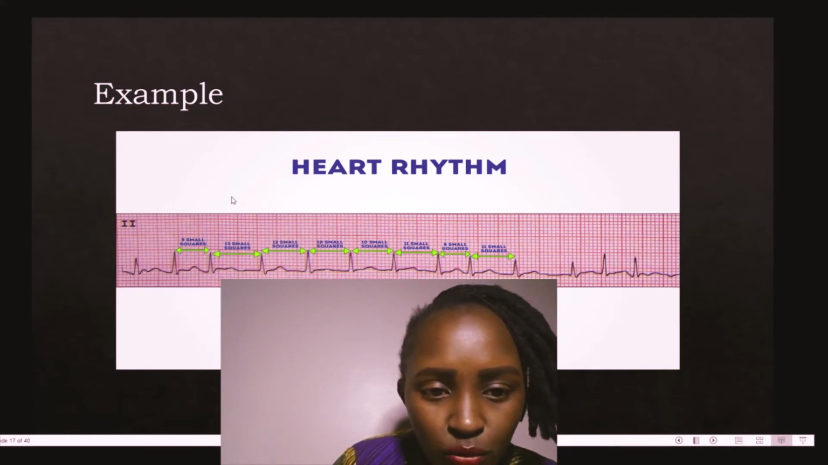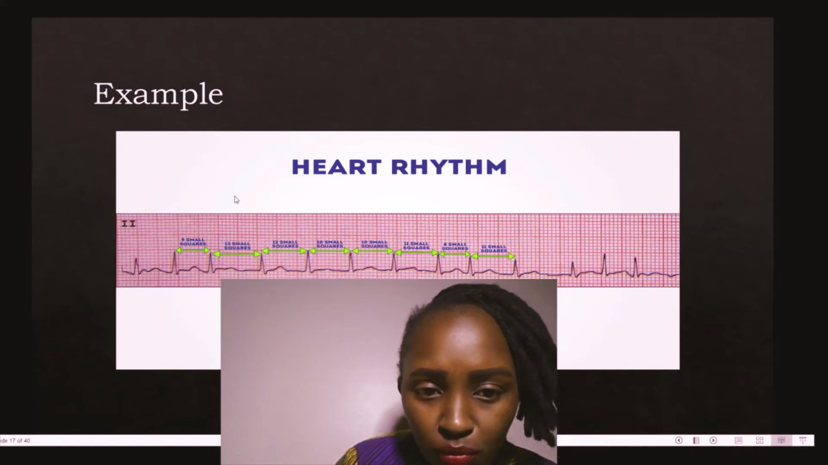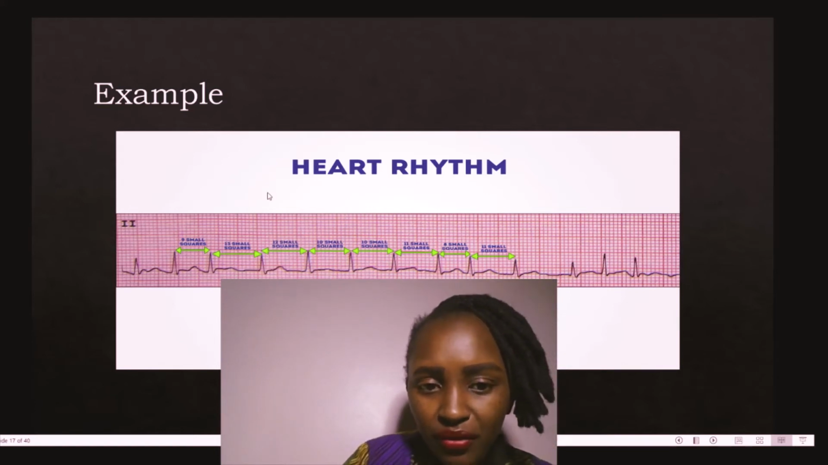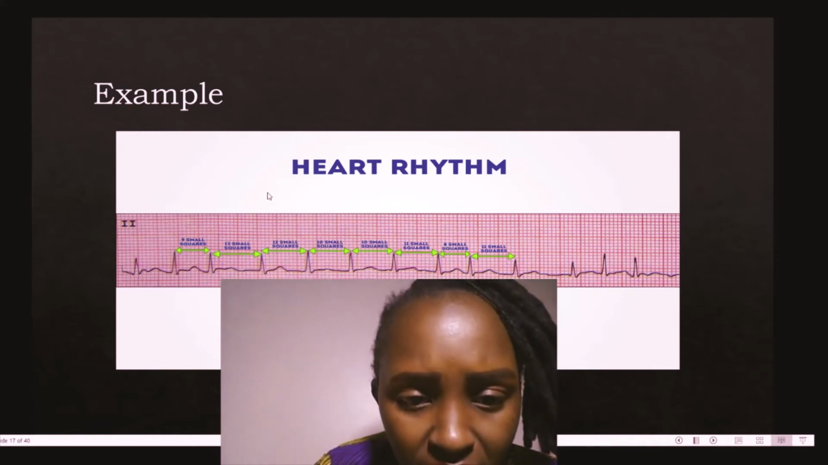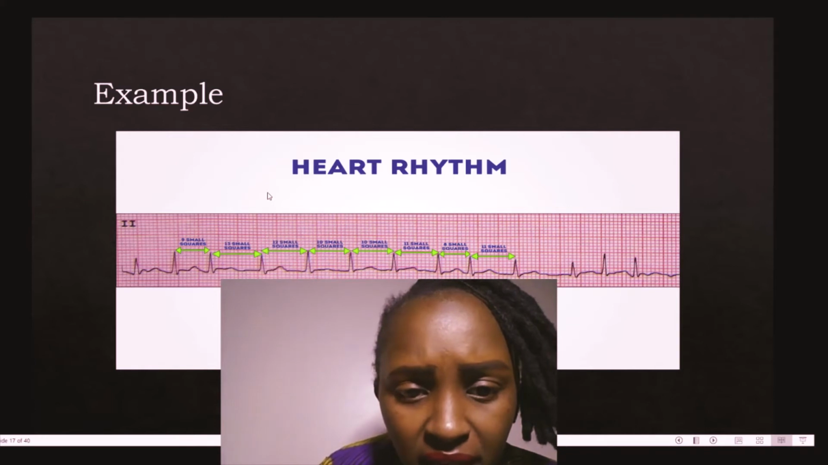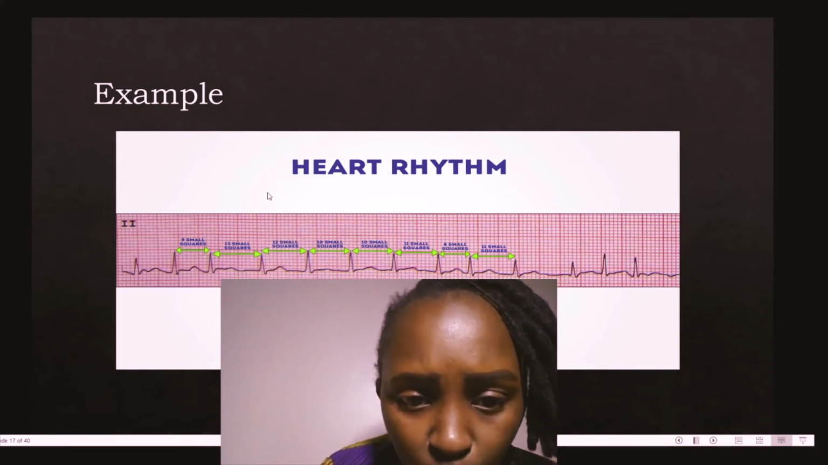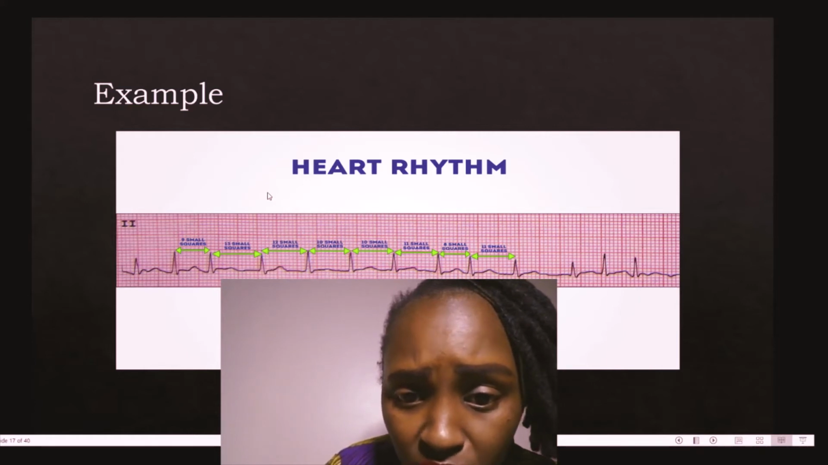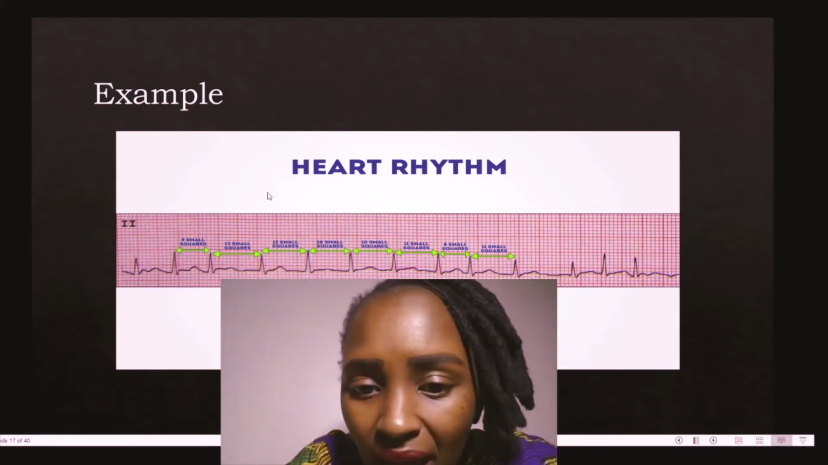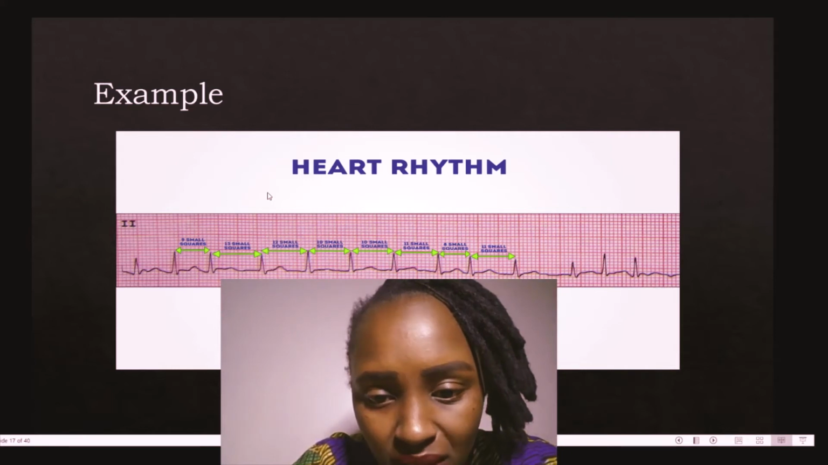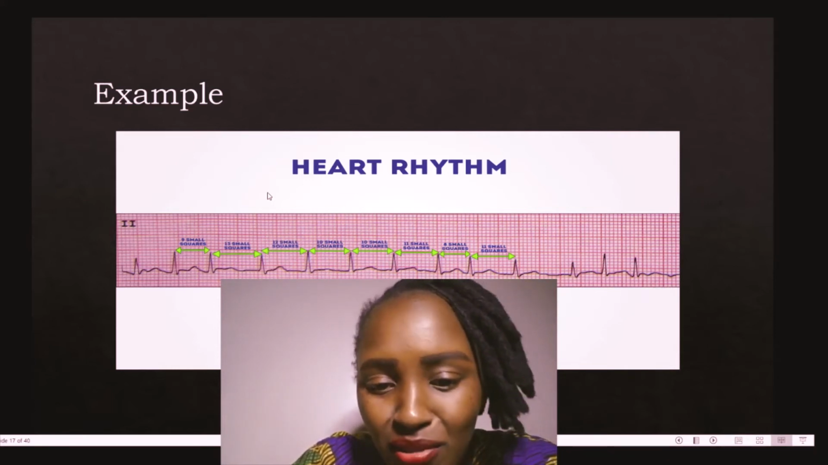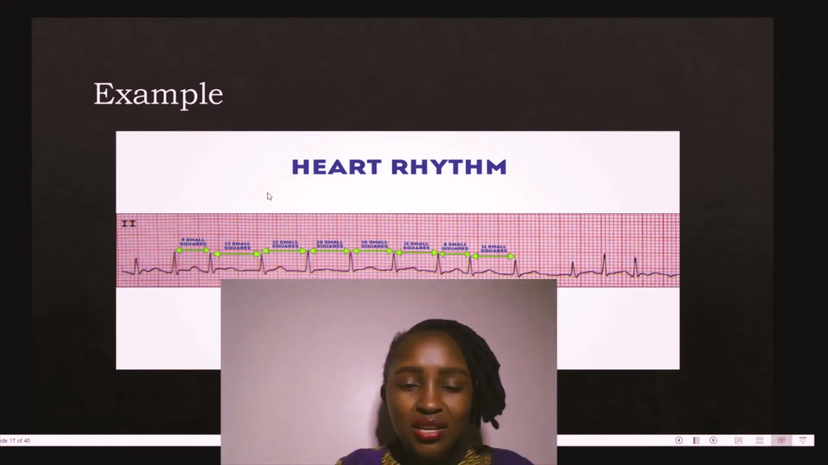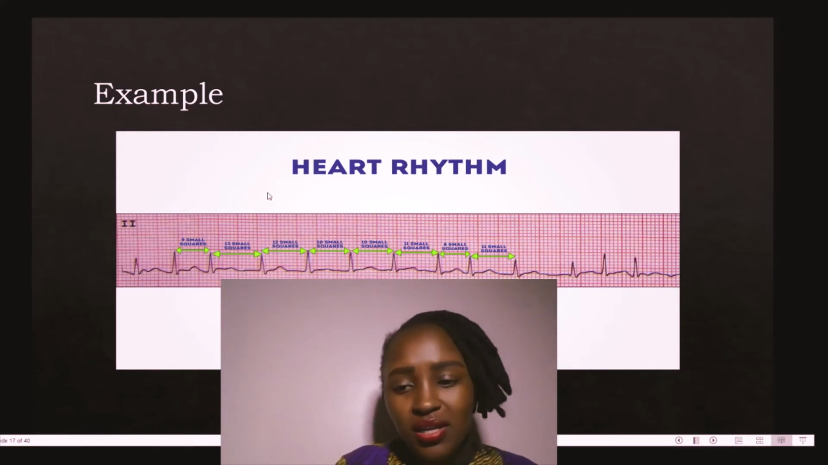You just need to look at the R wave. If you come to the first R wave, you count the small boxes in between before the next R wave appears. You can see from my diagram, we have 9 small boxes between the first RR. Then the second RR interval, there are 13 small squares. Then we have 12 small squares, 10, 10, 11, 8 small squares, then 11 small squares. This tells you that this rhythm is not regular. Basically, that is how you tell whether the rhythm is regular or irregular.